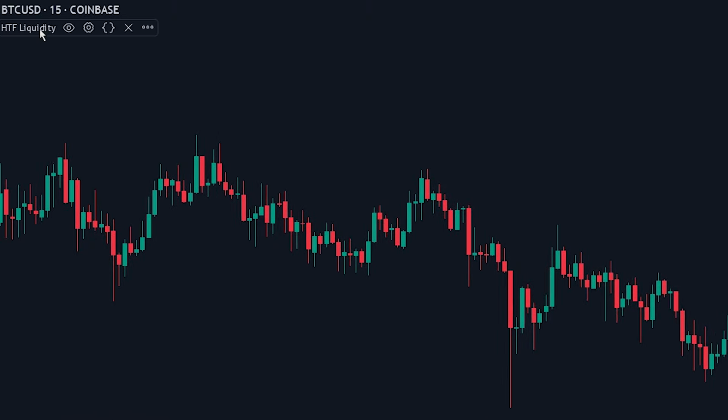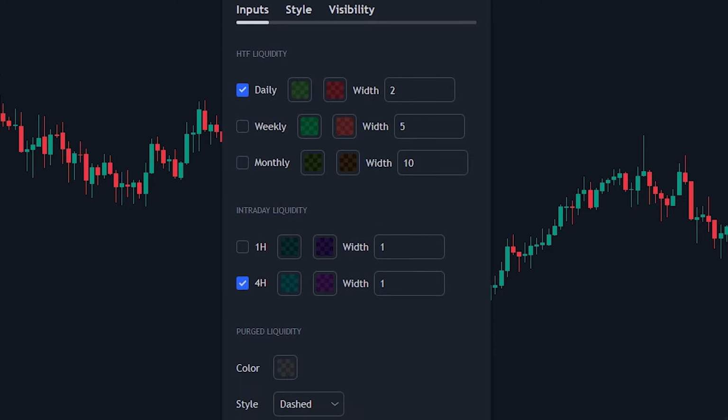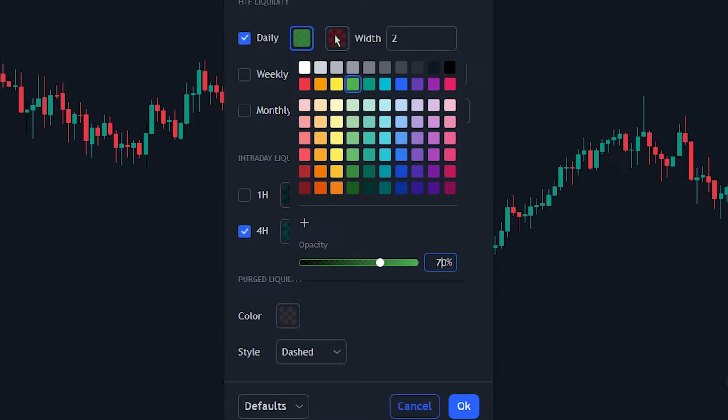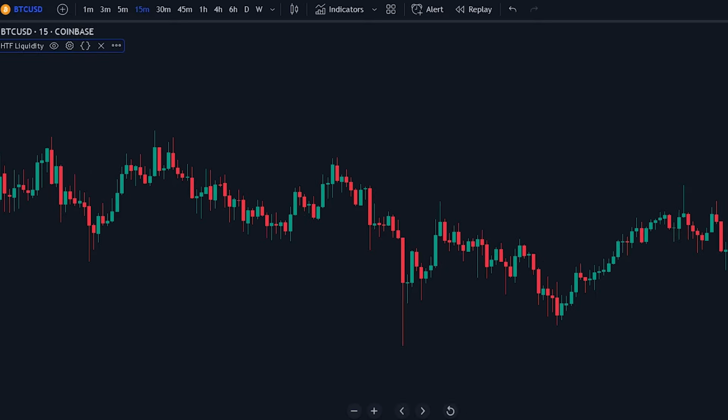Now head over to the indicator settings. Since we will be looking for short to mid-term liquidity levels, we will be selecting only the daily and the 4-hour levels. Finally, to make the indicator more visible, we will be changing the opacity of the levels. That was all that we needed to do.